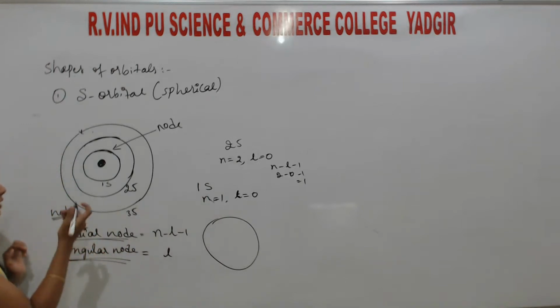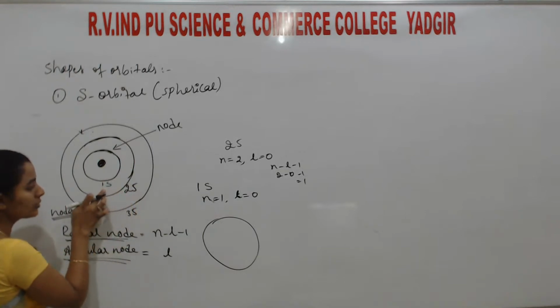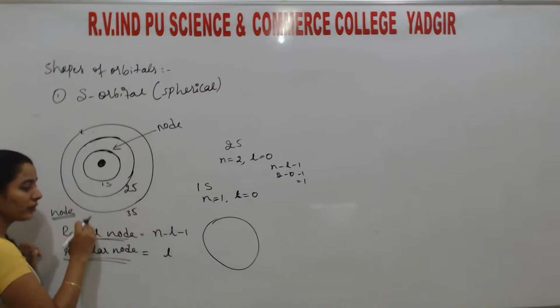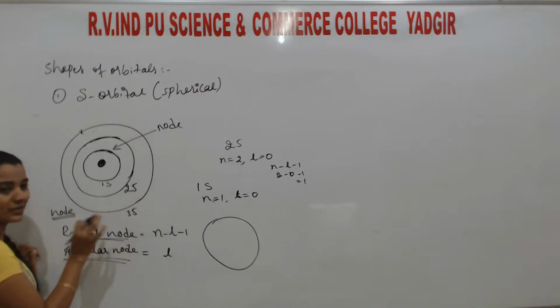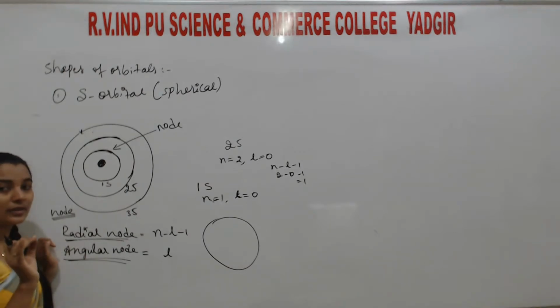And where are the nodes exactly present? In between the shells. Between 1s and 2s, this is the node. Between 2s and 3s, this is the node. And for 4s, between 3s and 4s, this is the node, where the electron density is less.